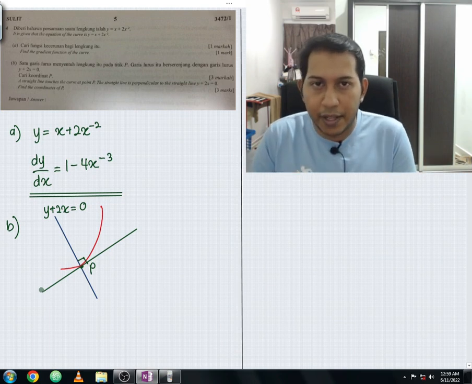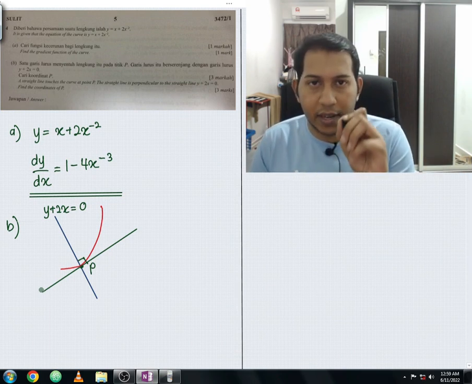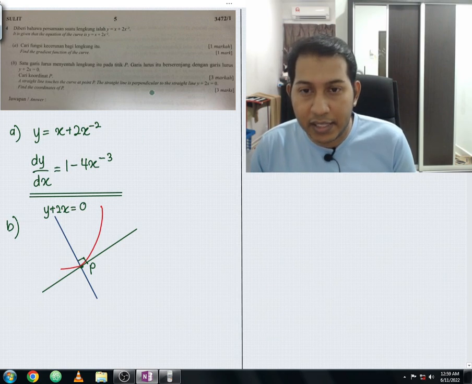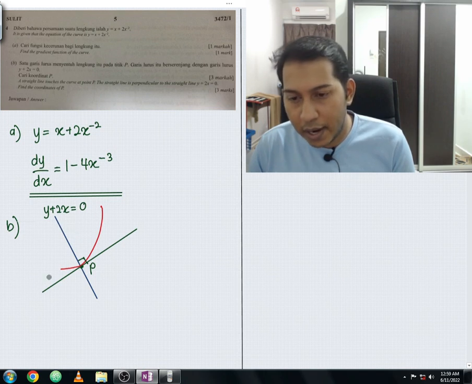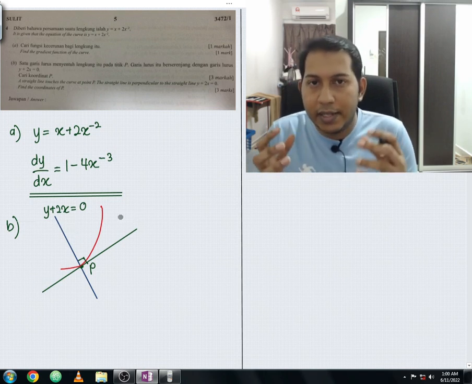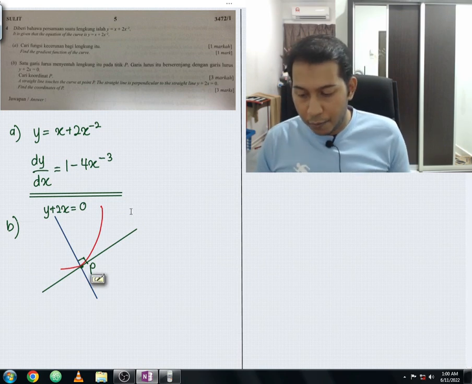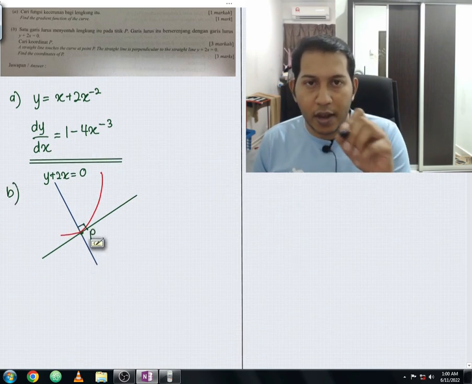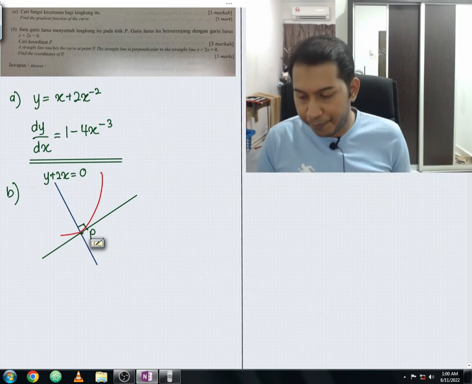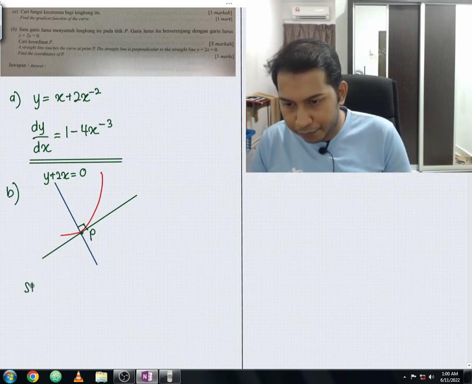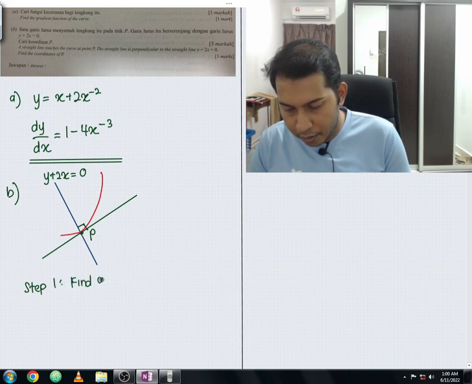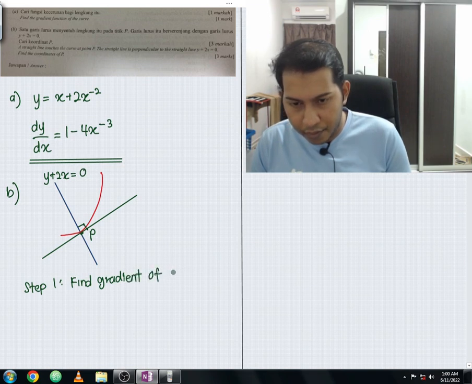So how are you going to find the gradient of the straight line? The question itself already gave us the hint that the straight line is perpendicular to the straight line y plus 2x equals 0. So that means these two lines are perpendicular. When they tell us they are perpendicular, you need to use this formula: m1 times m2 equals -1. So let me write here step 1: find the gradient of the other straight line.